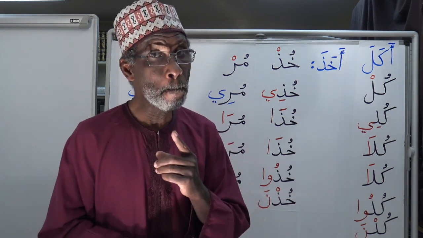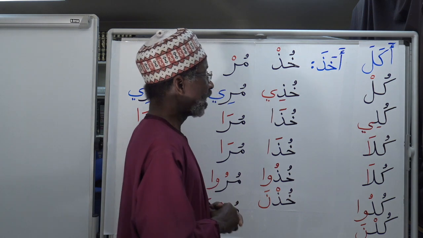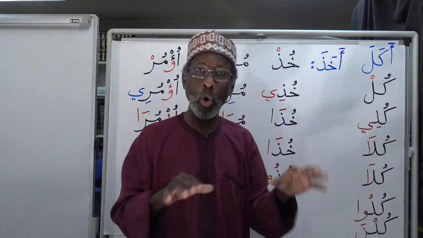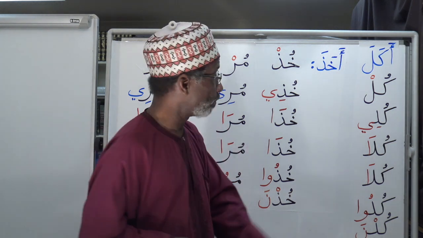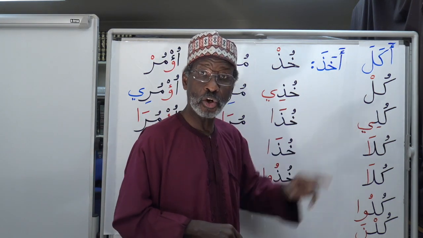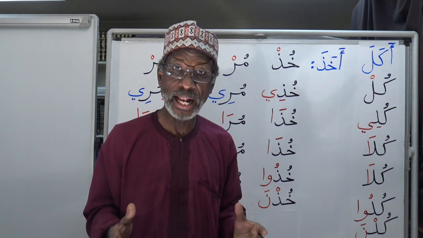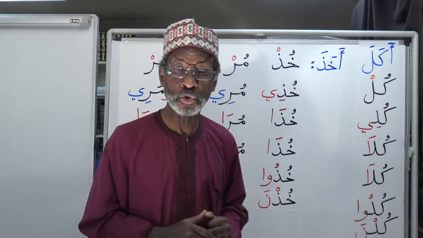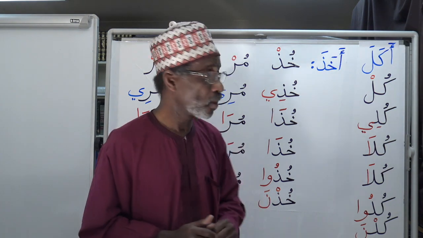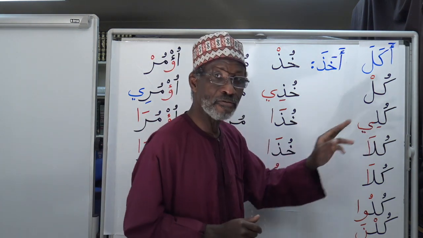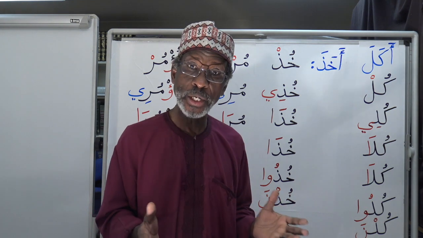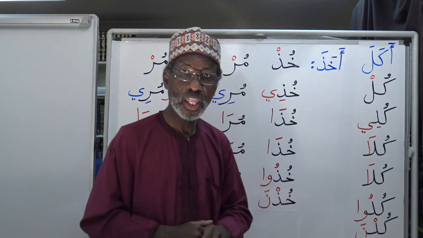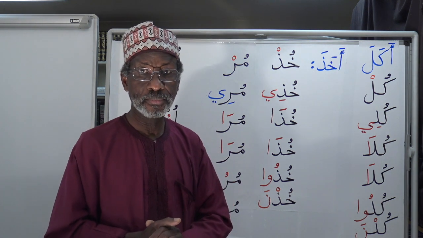But in the imperative, let's see what happens. In the imperative, the Hamza disappears altogether. So it becomes kul, instructing a single male. Kul, kul ta'amak, eat your food. Kul. But if you are instructing a female singular, you say kuli. So kul, kuli. No alif of imperative.